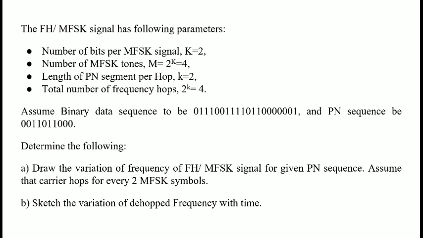Assume the binary data sequence to be 0 1 1 1 0 0 1 1 1 1 0 1 1 0 0 0 0 0 0 1 and the PN sequence to be 0 0 1 1 0 1 1 0 0 0. Determine the following. A. Draw the variation of frequency of the FH/MFSK signal for the given PN sequence. Assume that the carrier hops for every 2 MFSK symbols. B. Sketch the variation of dehopped frequency with time.